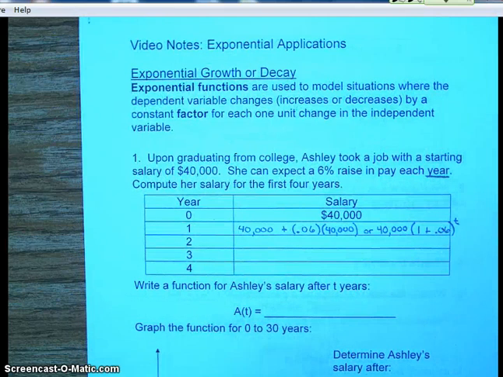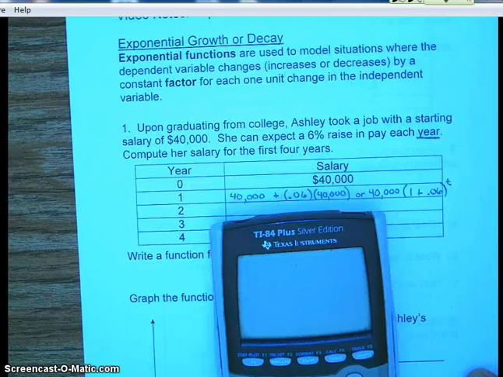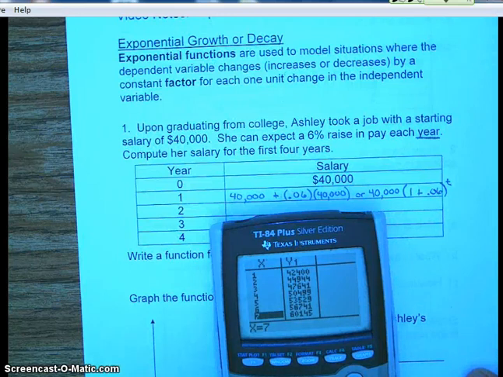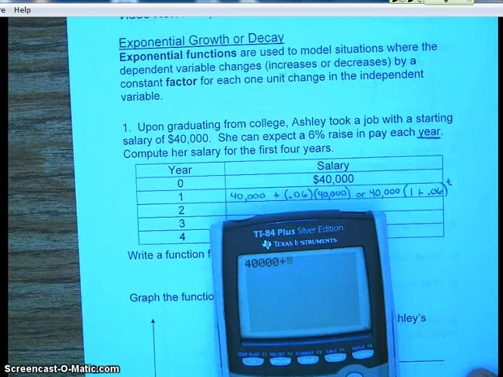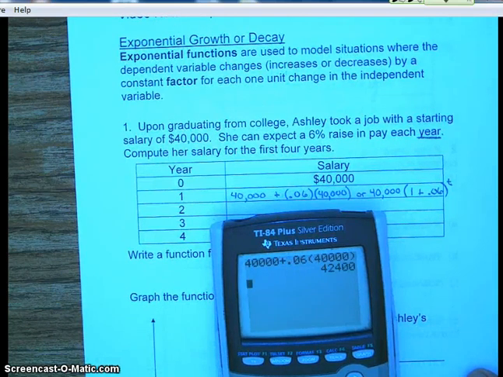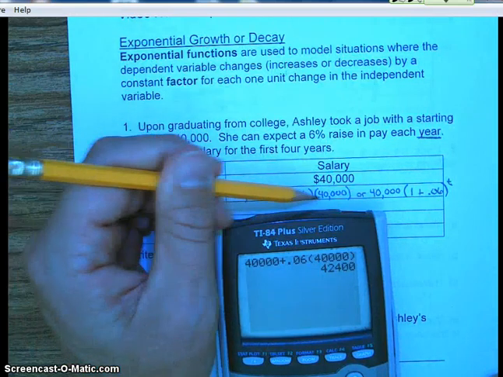So let's see how this works. We have 40,000 plus 0.06 times 40,000, and so her new salary is going to be 42,400. That's doing this first one.